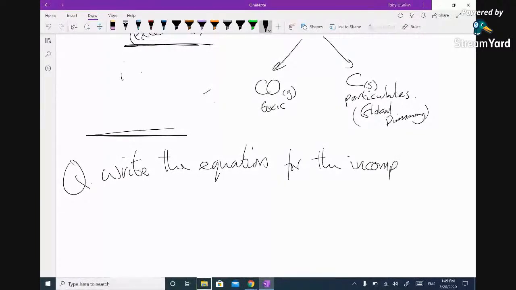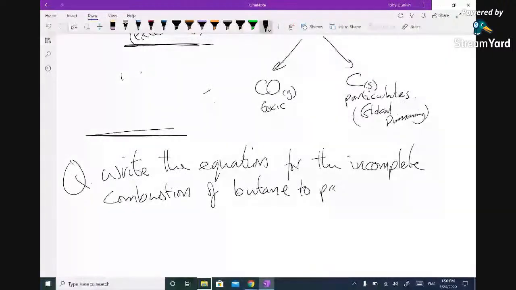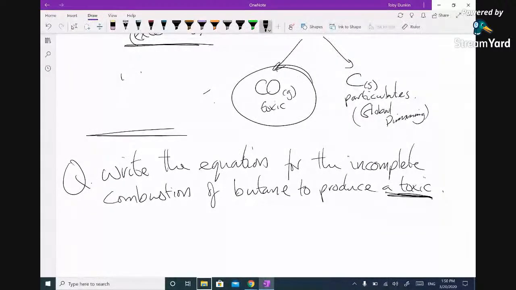combustion of butane to produce a toxic gas. So they're telling you in the question which route to take. And of course, we always know that we get water.